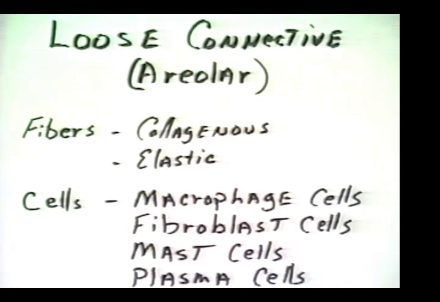The first connective tissue that we'll talk about and look at is loose connective tissue or areolar tissue. It's composed of fibers and cells: the collagenous fibers and elastic fibers, and macrophage cells, fibroblast cells, mast cells, and plasma cells. The functions of this particular tissue are actually the functions of these fibers and cells.